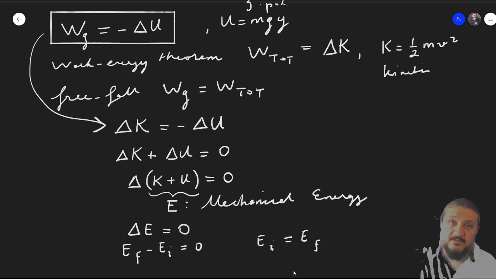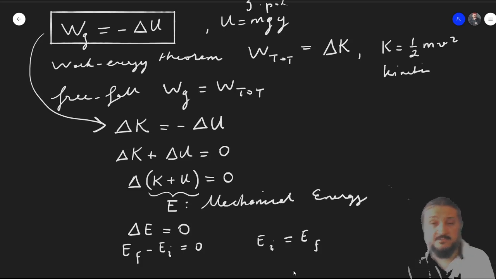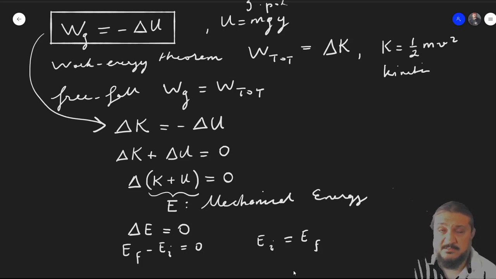An object is falling down, its speed changes, its position changes, but what does not change? Its mechanical energy does not change. If it's not changed, we call it conserved. Okay? The conservation of energy, the conservation of mechanical energy when there are only conservative forces. Okay? It's free fall.